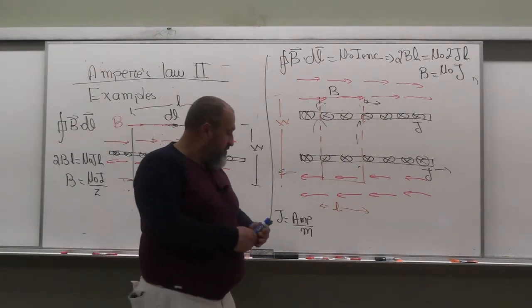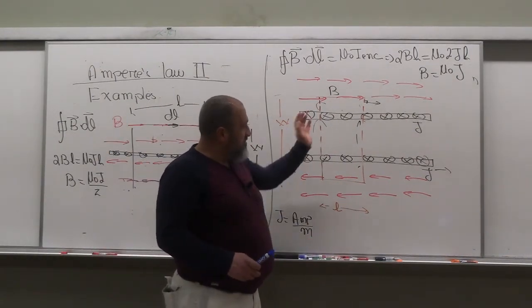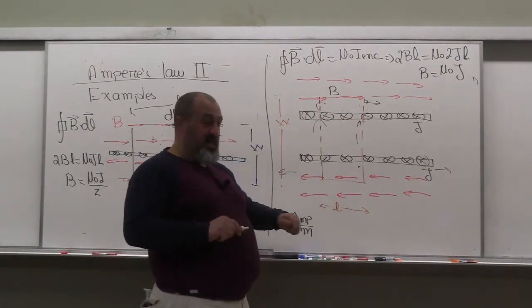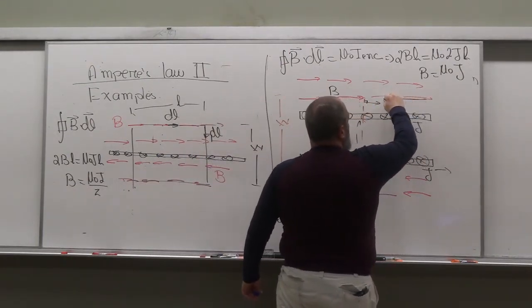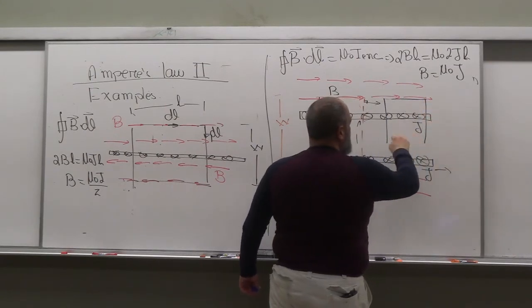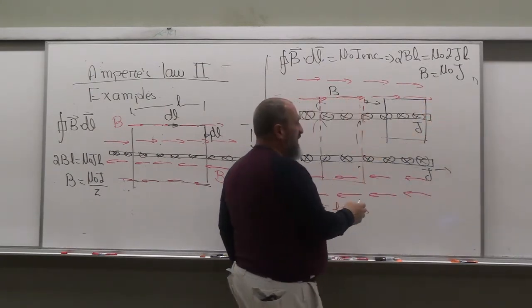So I got me some more colors. Over here, remember these are infinite sheets. So what I'm going to do here is take a loop that looks like this. My loop looks like that. It takes me smack in the middle between the 2 sheets. Why is that important?